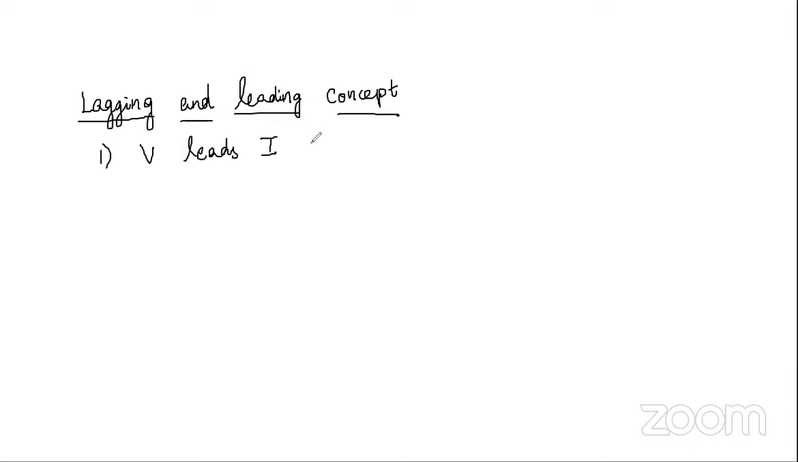Or otherwise, it can be called I lags V. So what is the meaning of this? Voltage leading the current, or current lagging behind the voltage. What is the meaning of this statement? This means voltage is leading. That means voltage reaches maximum value before current.